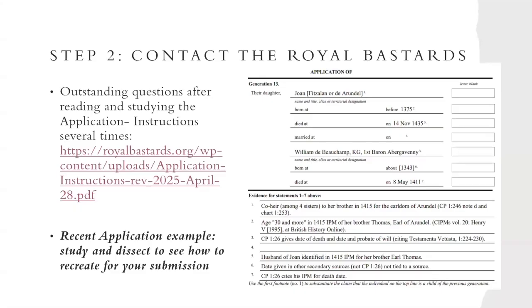Still on step 2, contact the Royal Bastards about possible lines to query. Contact the Herald genealogist to see if there are any recent submissions from 2013 forward that share a common ancestor with yours. Check with the Herald genealogist to see if there are known errors for a specific illegitimate child. Contact them to make sure that you have the most recent copy of the directions and guidelines and blank application to fill out.